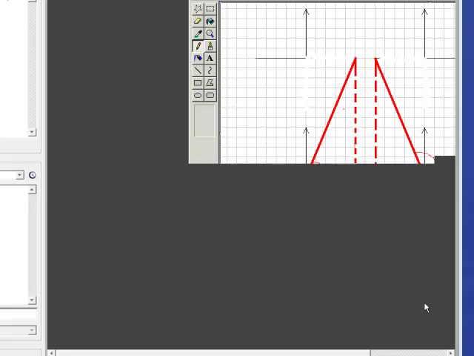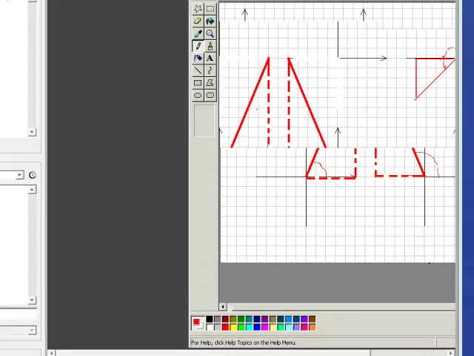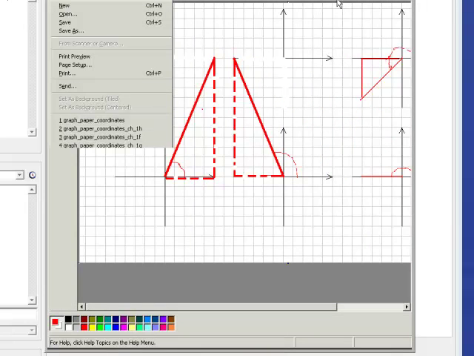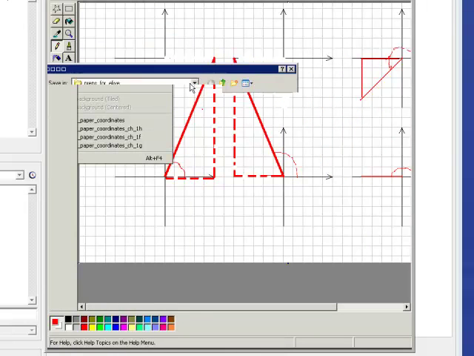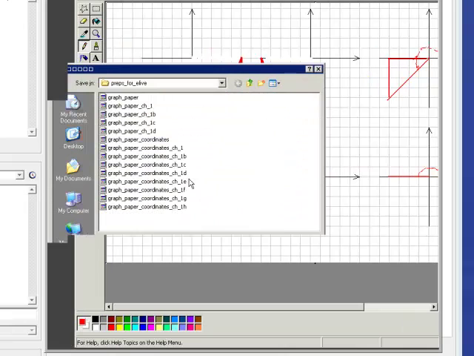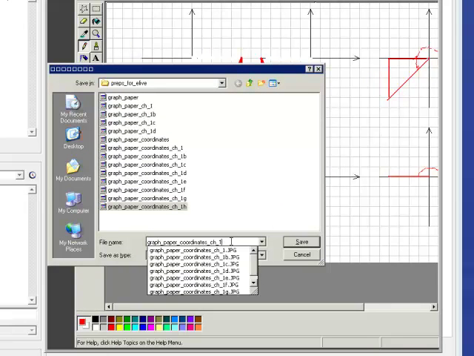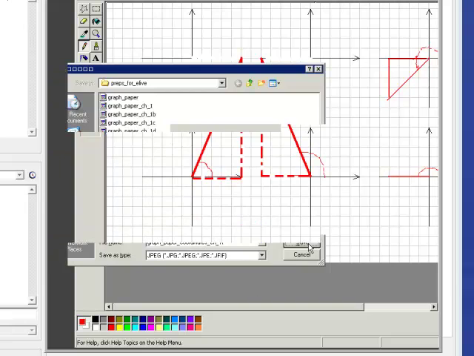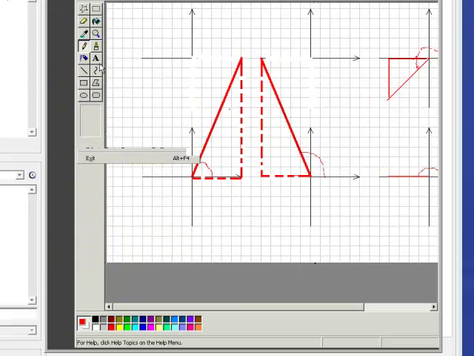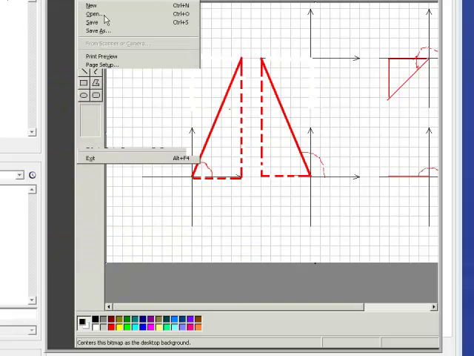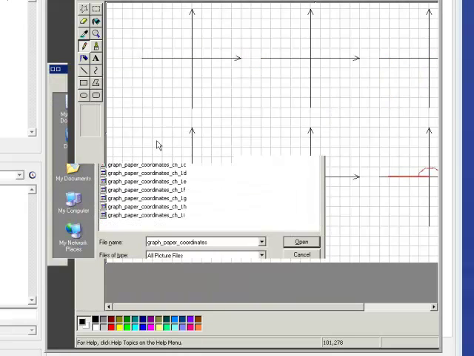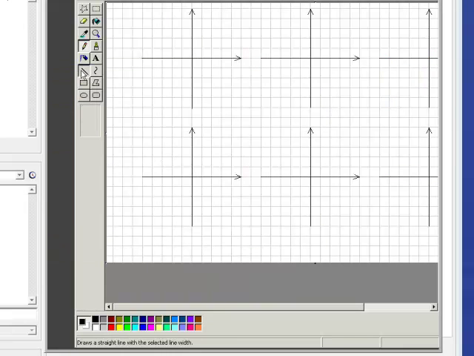And let's see if I have anything left here to work with. I really don't, so let me save this one. Just takes me another few moments here. There we go. Okay.